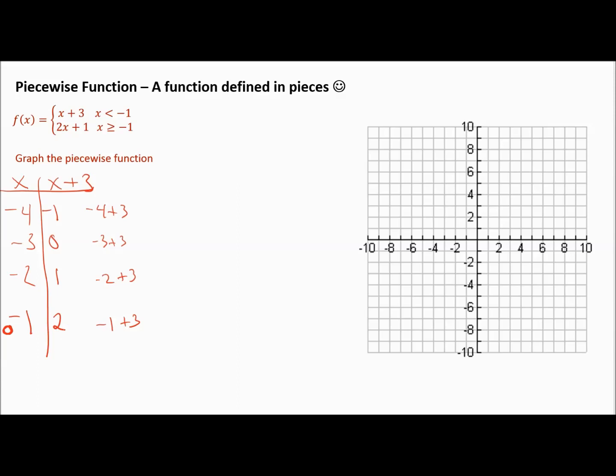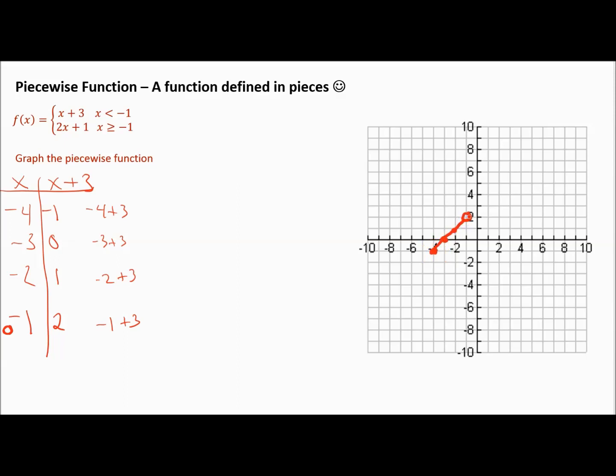So I want to plot these points on my xy axis. So negative 4, negative 1; negative 3, 0; negative 2, 1; and then the weird one, negative 1, 2, but I'm going to put an open circle there. Okay? Now, I connect the dots. Normally you connect them left to right, just as we would here, just like that.